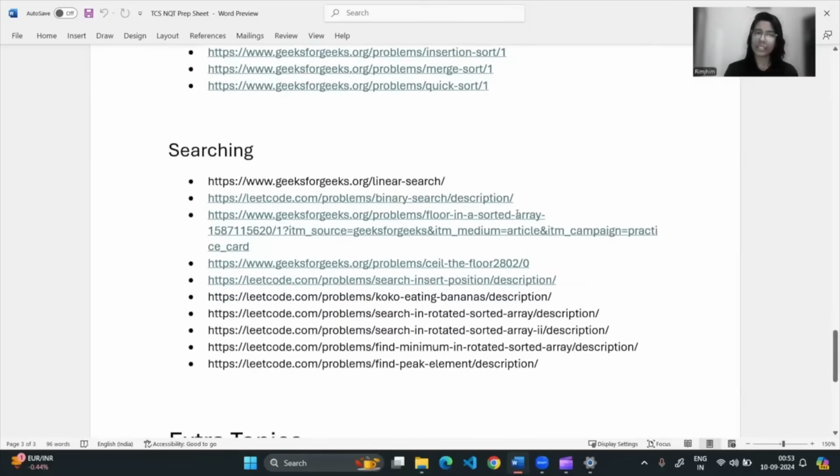Now let's move to another section, that is searching. This includes questions like linear search and binary search. In 2024, there was a question based on ceil and floor. So there is one question included here which involves the concept of ceil and floor. Another question is find peak element.